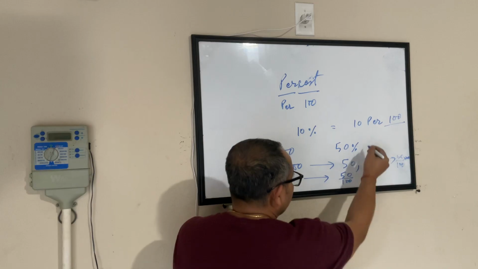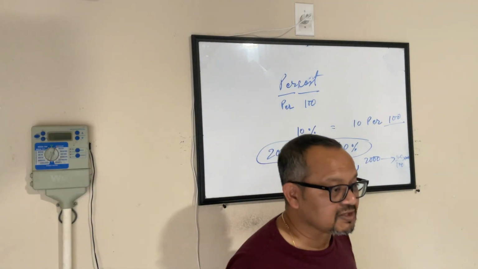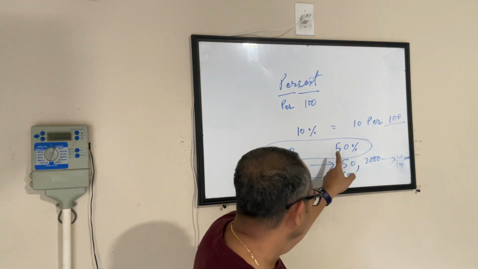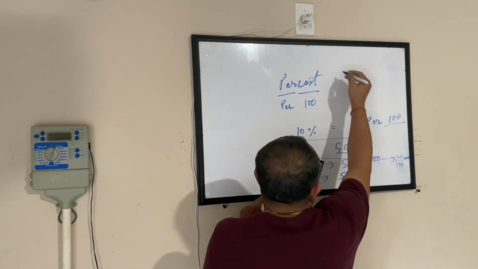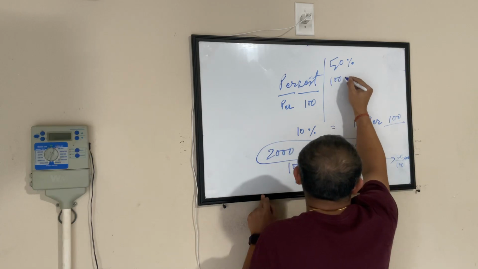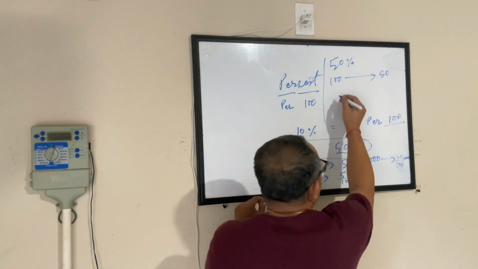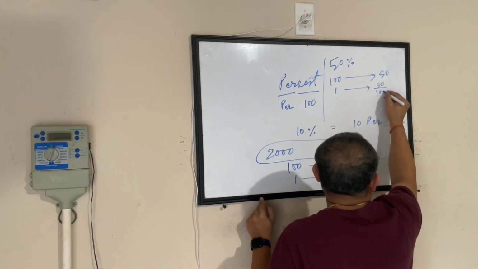If my boss gets super angry with me and says, okay fine, this month you will get only 50% of your salary. If my salary is 2,000, how much am I going to get? How will I find it out? 50% simply means, if I was supposed to get 100, I'm going to get 50 this time. If I was supposed to get 1, I would get only 50 by 100.